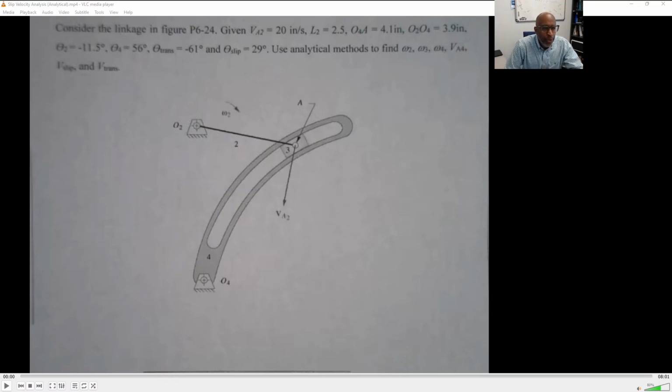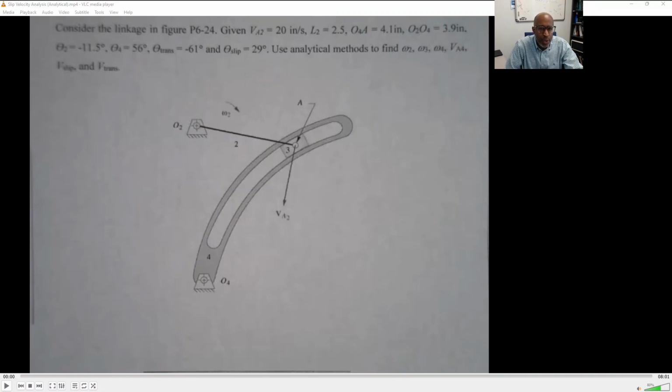Okay, we're going to do a velocity analysis of a slip velocity. So we could call it slip velocity analysis. In this case, we're using figure P6-24, and in this particular figure, we are given a few knowns.